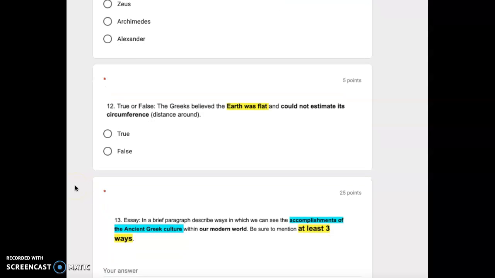Number 12. True or false? The Greeks believed that the earth was flat and could not estimate its circumference, which is the distance around. True or false?